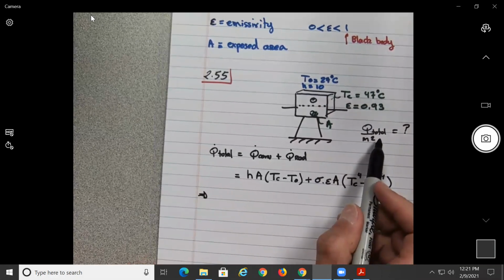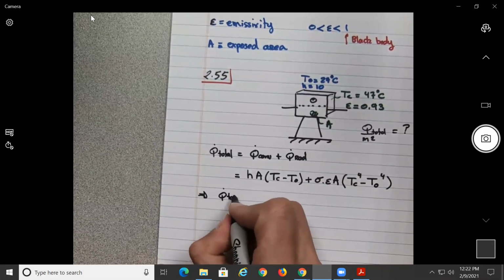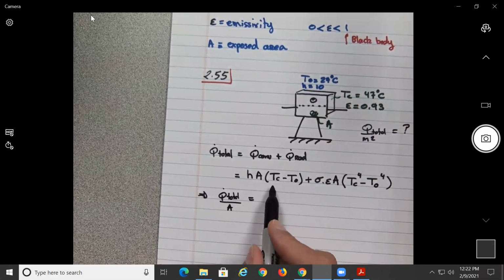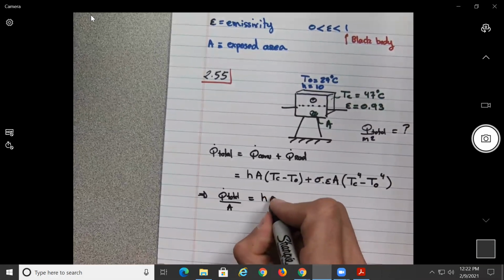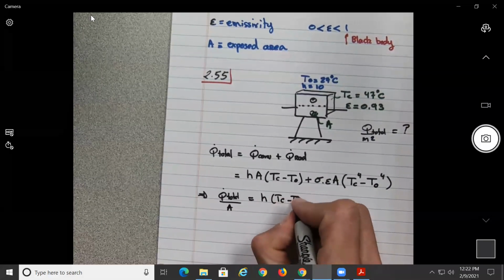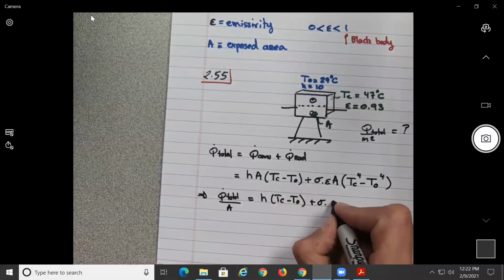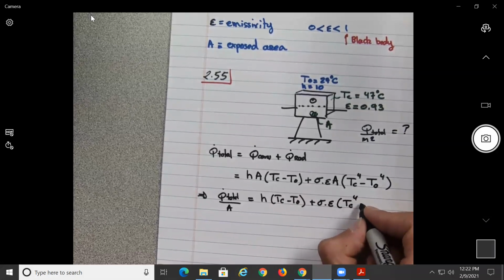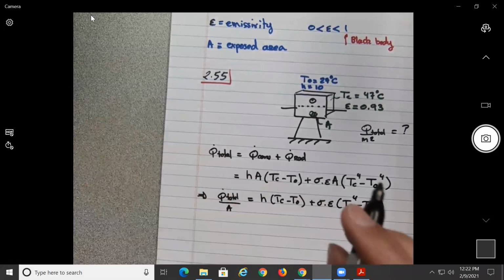Okay, so over here, really, what do we need to find at the end? We need to find the heat per unit area. So we can do Q total divided by A, because the area exposed to convection and radiation is the same, will be equal to H times (Tc minus T0) plus sigma epsilon times (Tc to the fourth minus T0 to the fourth).